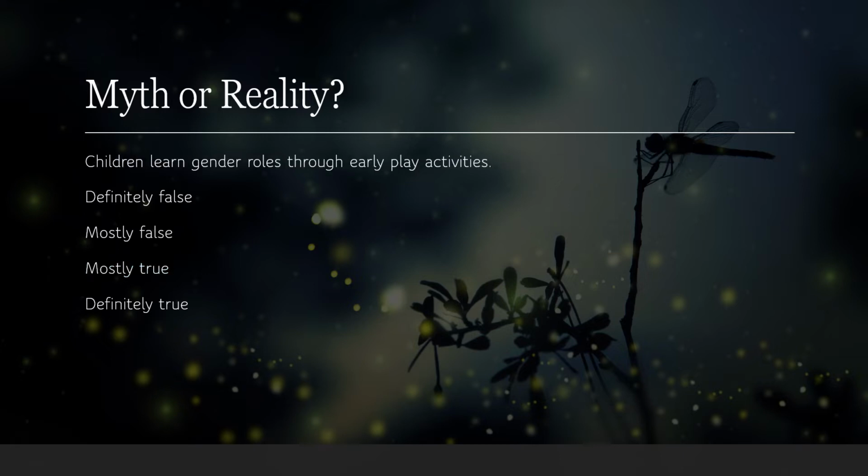How about this one? Children learn gender roles through early play activities. Do you think this is definitely false, mostly true, or definitely true? If you selected definitely true, you're right. Think about your early play experiences.